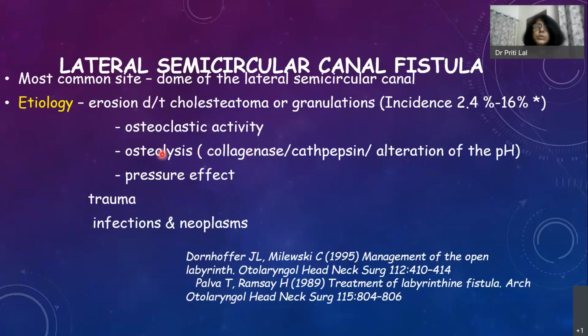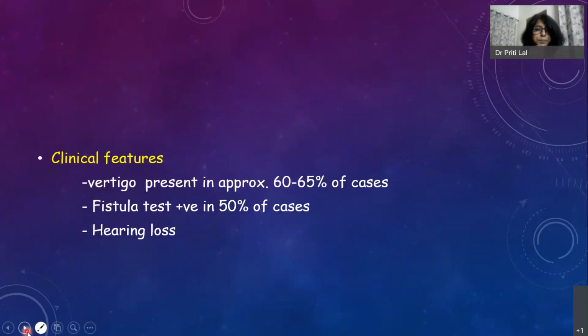There are other causes also of this fistula, like trauma, which could even be iatrogenic, neoplasms or chronic infections, but we are focusing today on lateral semicircular canal fistulas due to chronic otitis media. About 60 to 65% of these patients will present with vertigo.